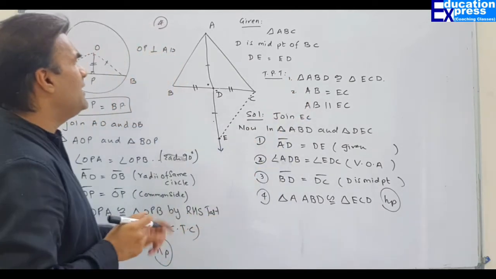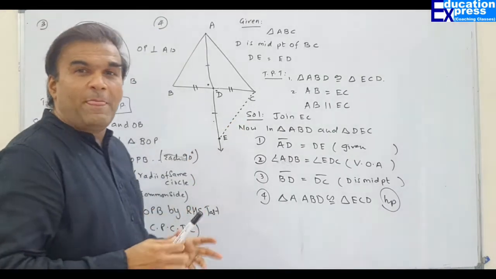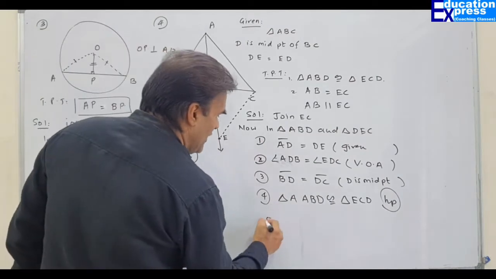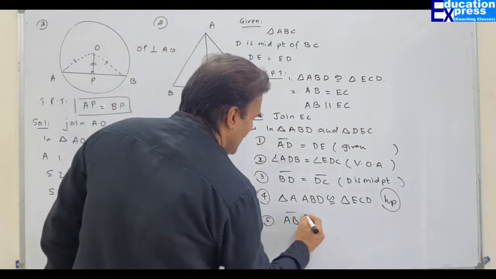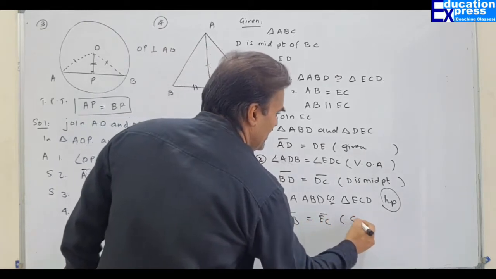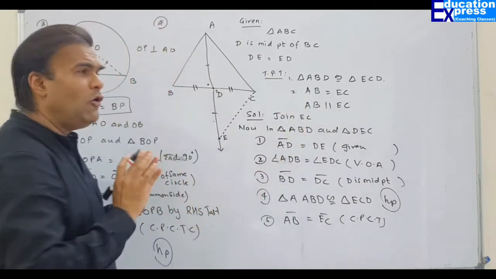Second part, they are asking us to show that AB equals EC. Friends, it is merely corresponding parts of congruent triangles. So can I say yes, AB will be equal to EC. Reason: corresponding parts of congruent triangles. So the second part is also proved.